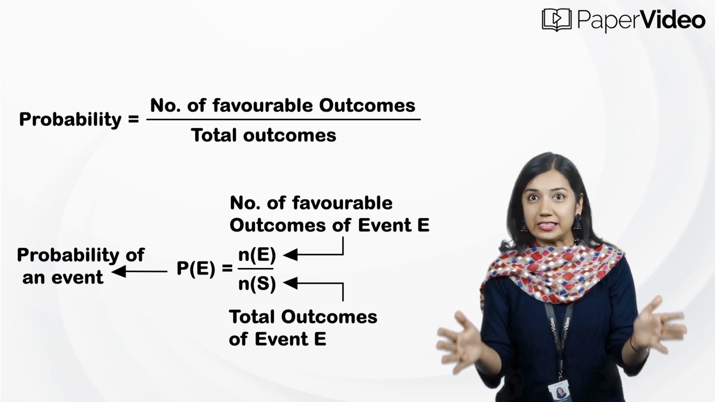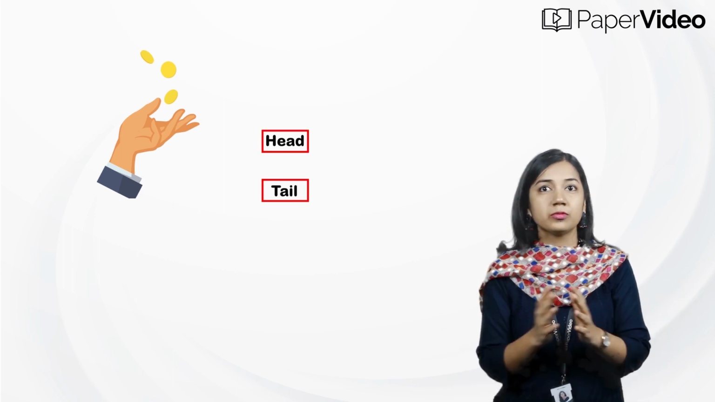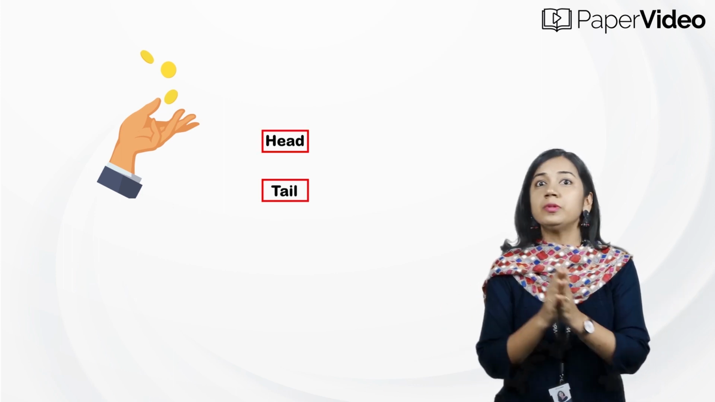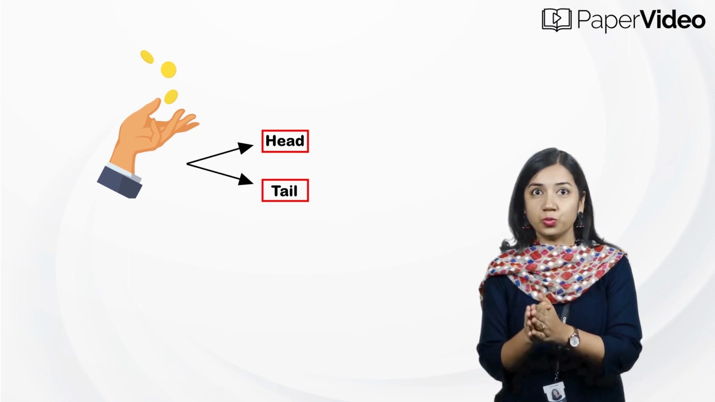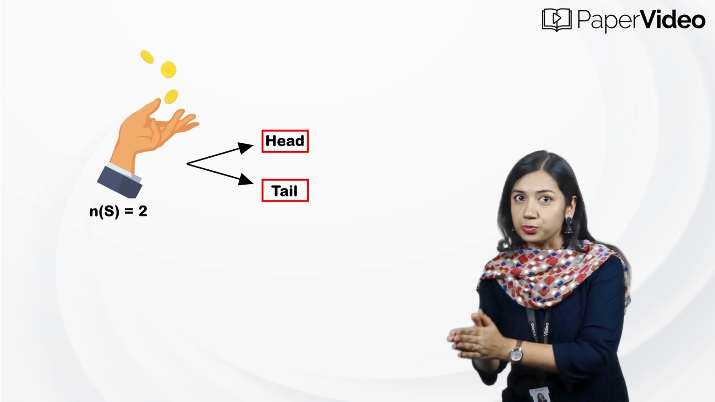Let's look at an example to understand this in a better way. First, consider tossing of a coin. When we toss a coin, it will either show up head or a tail. So, total possible outcomes is 2. So, we can write N(S) as 2.